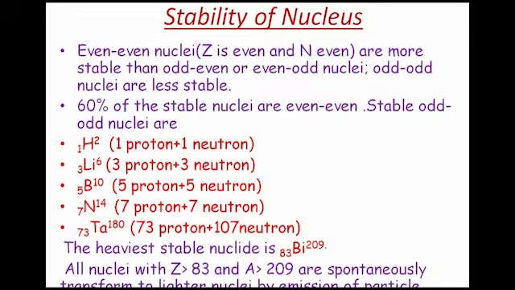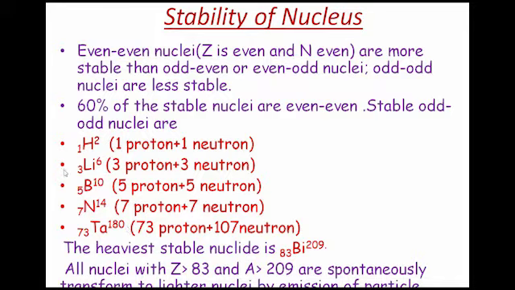Even nuclei are more stable than odd-even or even-odd nuclei, that is, more stable than odd nuclei. So the odd nucleus is the least stable nucleus. But some odd nuclei are stable. Some lighter odd nuclei are stable.